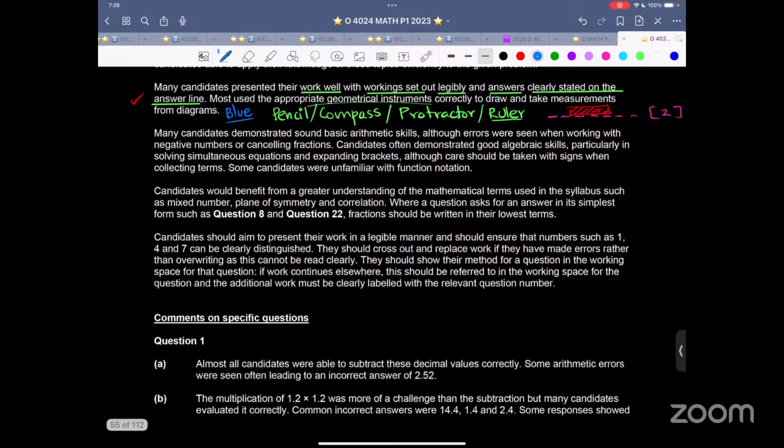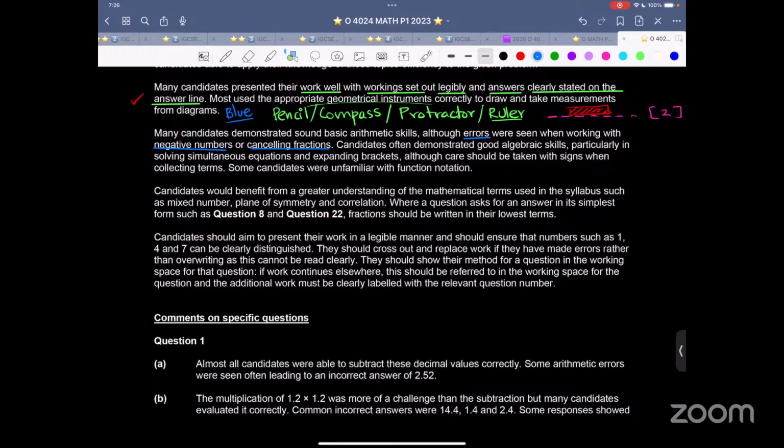Then it further says, many candidates demonstrated sound basic arithmetic skills, although errors were seen when working with negative numbers, be careful, or cancelling fractions. Whatever you assume to be very, very easy, that is the place where things can go wrong. So be very, very careful about it.